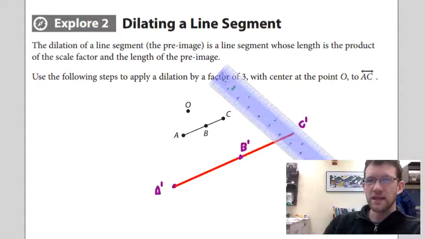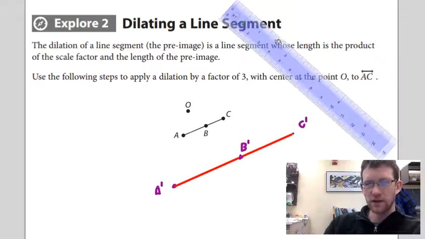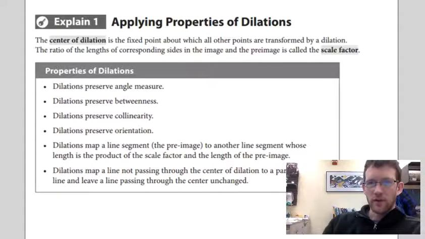And we would use this same method if we were dilating a triangle or if we were dilating any other shape. We can simply find our center of dilation and then multiply by the scale factor, however much we want to dilate it by. So speaking of centers of dilation, let me cover those real quick.